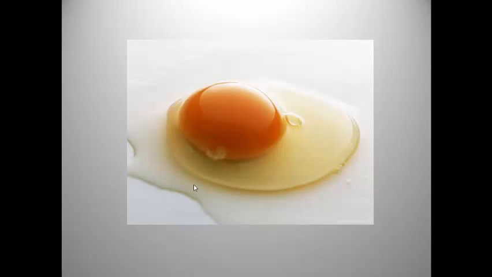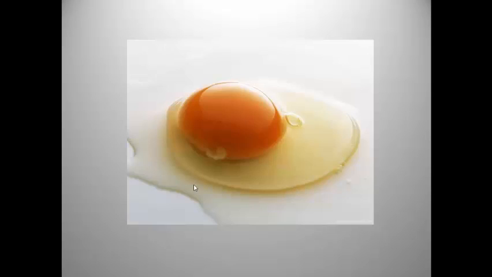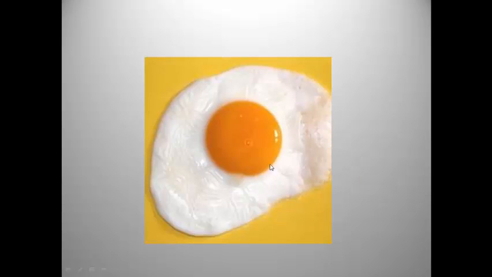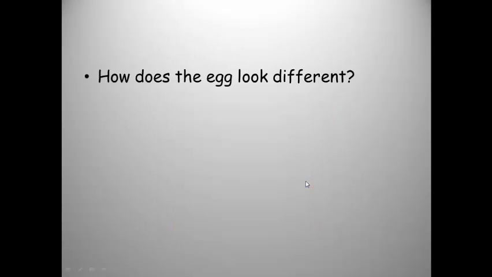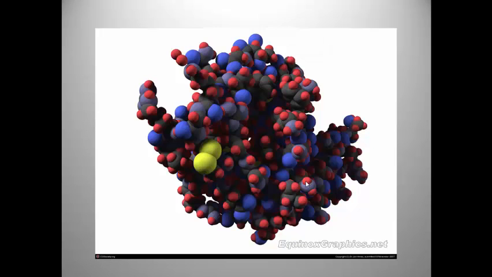This is obviously an uncooked egg, and when you cook it, it obviously changes. Now you can see the changes that have happened here. The egg white protein has gone from being clear to solid white. That has gone through a chemical change because we can't turn this back into this. Chemical change, irreversible. Now the thing you need to know about the egg is that the egg contains proteins, and proteins have definite 3D shapes. Like this, this is albumin.